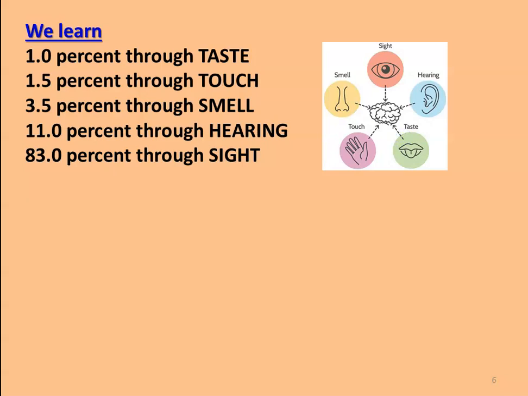So there are five sense organs. We are learning through our sense organs: 1% through taste, 1.5% through touch, 3.5% through smell, 11% by hearing, and 83% by sight. So 83% we are looking at something and learning.